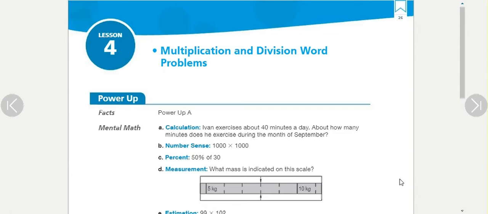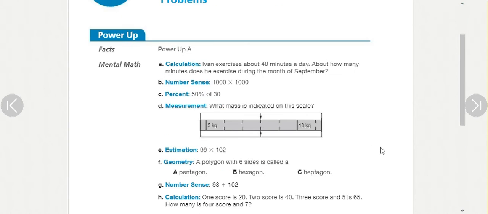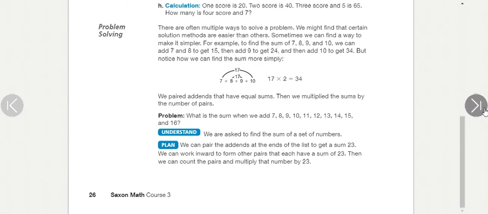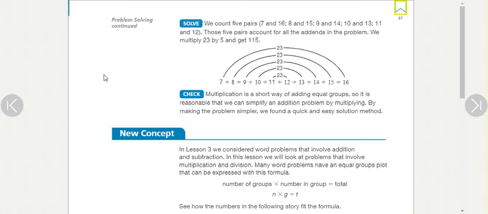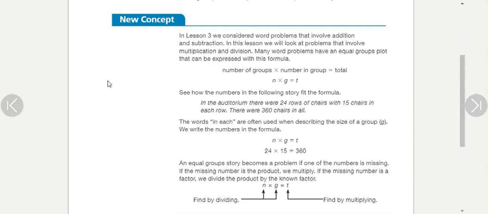Hey there, course 3. Last time we did word problems using the operations of addition and subtraction, so today we're going to continue that with our last two operations, multiplication and division here, lesson 4. Let's move to page 27 under new concept.